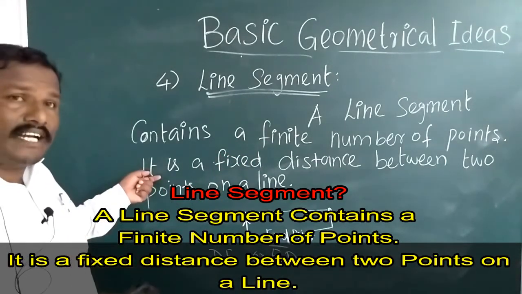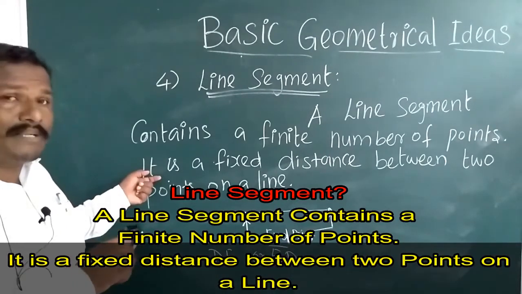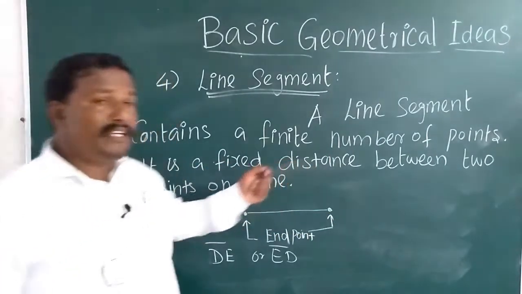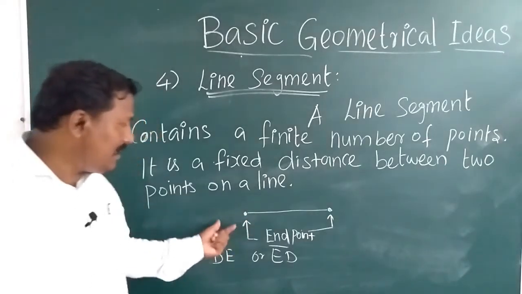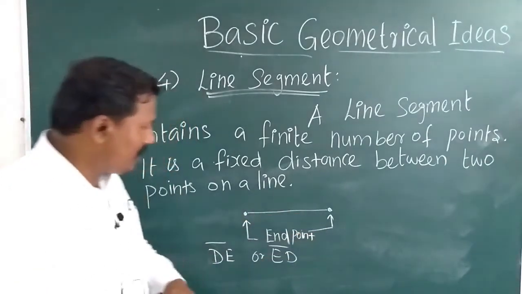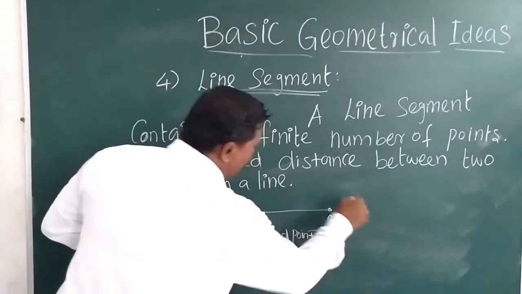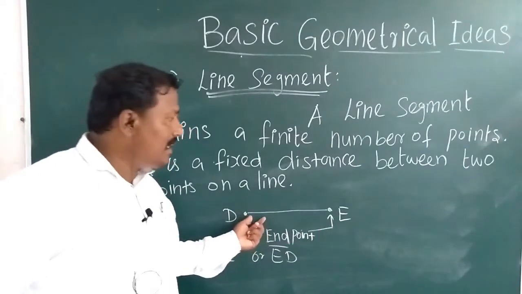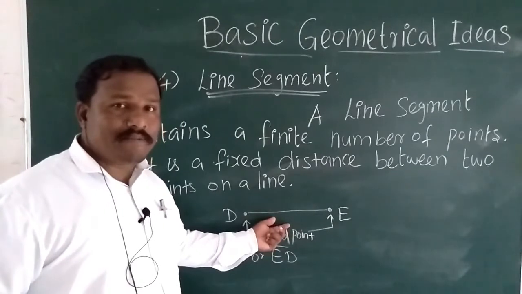But in lines, I told you there is no starting and no ending. In a line segment, there are fixed points. So there is a fixed distance between 2 points on a line. For example, here we have D and E. These are the end points. In the middle we have some line. This line we call the line segment.